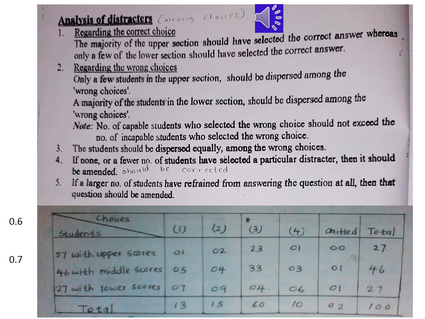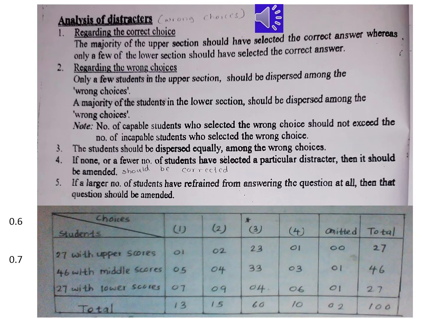In other words, out of 100 students, 60 of them have found the question easy, whereas 40 students have found the question difficult. So the test item, the question, is not too easy nor too difficult. It's at average level. That's the interpretation.